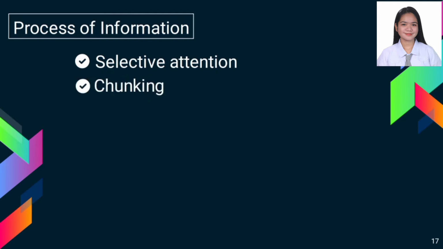The second, we have the chunking. So it is the process in the short-term memory or working memory that increases the capacity through creating larger bits. So Miller presented the idea that short-term memory could only hold 5 to 9 chunks of information, where a chunk is any meaningful unit. So, for example, the most common example of chunking is the telephone number.